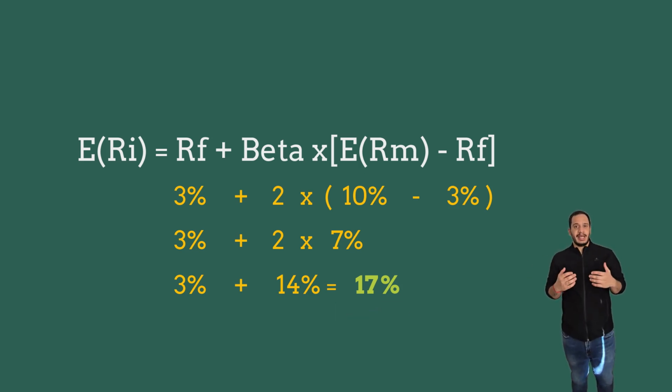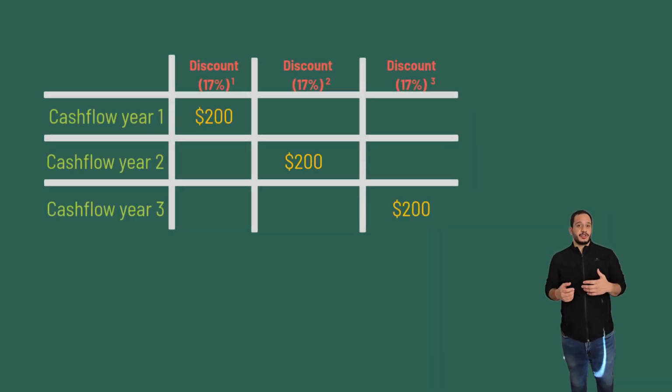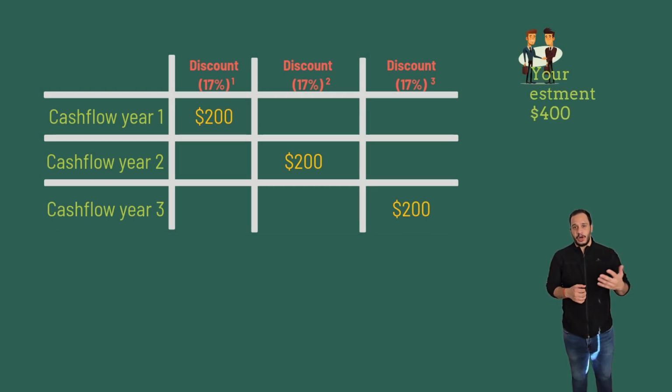This result is the same that you will use as a discount rate for future cash flows when you want to analyze the profitability of a company's projects or the entire acquisition of a business. This is called the discounted cash flow method, and I'll leave the video in the description as it is one of those must-know metrics. Imagine the same company with a beta of 2 is pursuing a project that generates $200 each year for the next 3 years, and they ask you to invest $400.